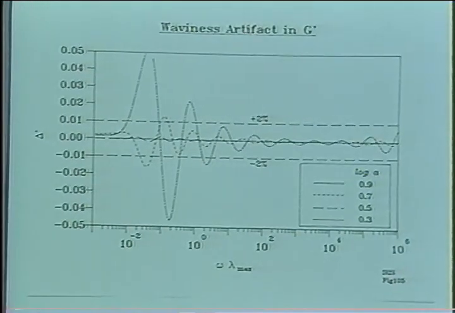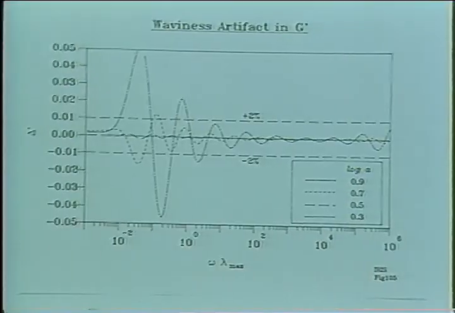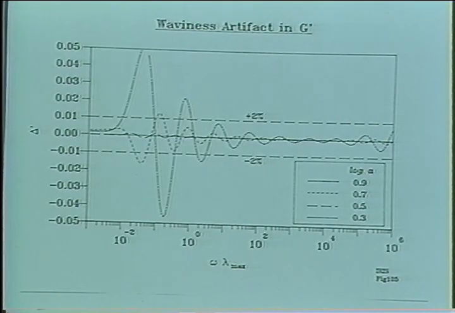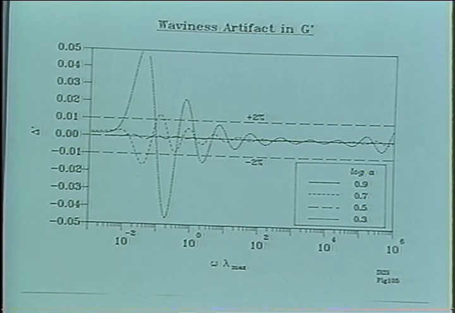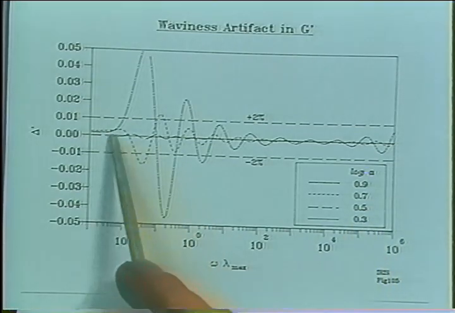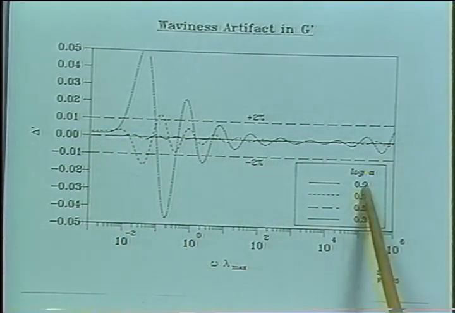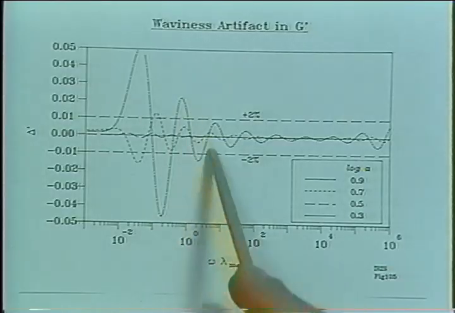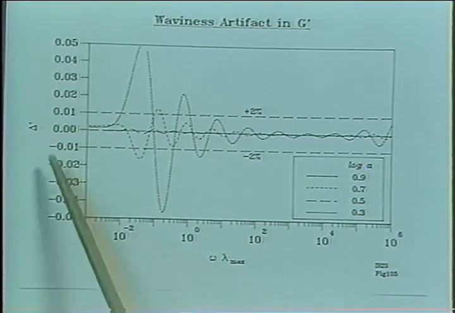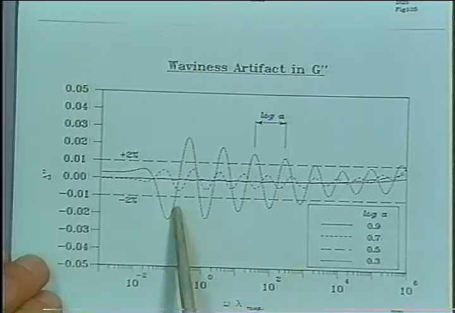We plot the deviation of G prime, G double prime, or let's say the deviation of G prime calculated from the continuous spectrum versus the G prime, G double prime with the discrete spectrum. And you will find that if the spacing is very small, if log A is 0.3, you will hardly see any waviness. And if it's 0.9, it's getting bigger, here the waviness. And this is the waviness in G prime, and it's in G double prime.